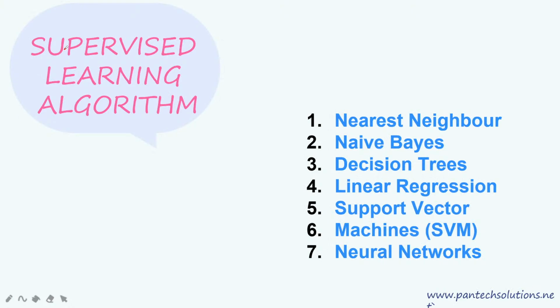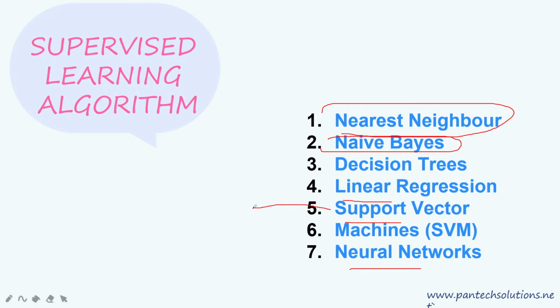The next thing here: the supervised learning algorithms. First is the nearest neighbor algorithm, KNN, then naive Bayes, decision tree, linear regression, support vector machine and neural network. These are the supervised learning algorithms. Note one thing: for example, if you take support vector machine, you can train it for both classification type and regression type. Decision tree is the same thing.